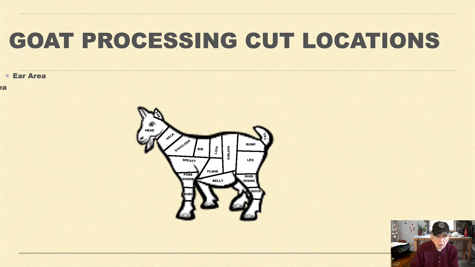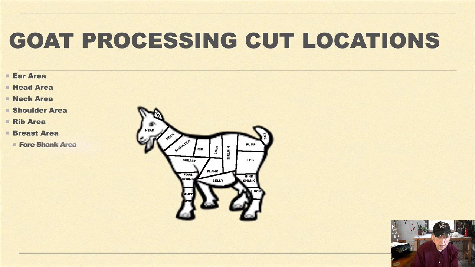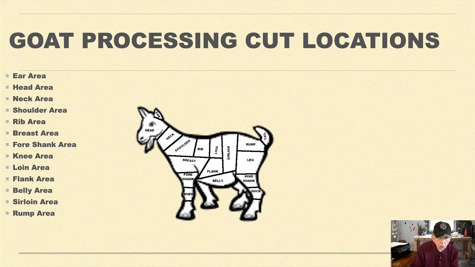There's the ear area, the head area, the neck area, the shoulder area, the rib area, the breast area, the foreshank area, the knee area, the loin area, the flank area, the belly area, sirloin area, rump area, leg area, handshake area, and rear hock area.